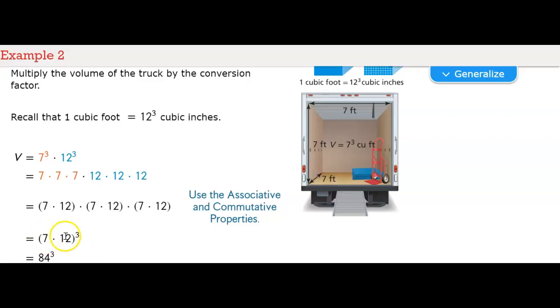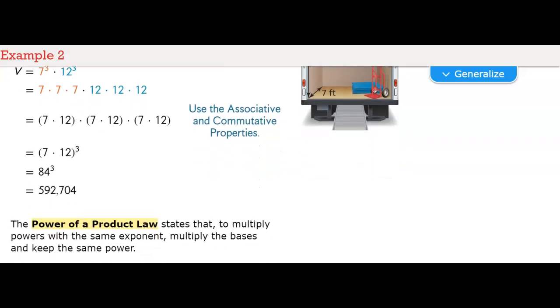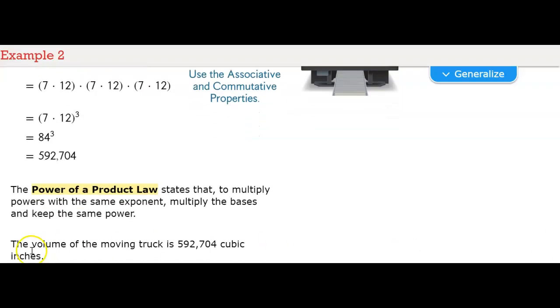And then 7 times 12 is 84 to the third power. So then we would evaluate 84 to the third power, and we get 592,704. And so the power of product law states that to multiply powers with the same exponent, multiply the bases and keep the same power. The volume of the moving truck is 592,704 cubic inches.